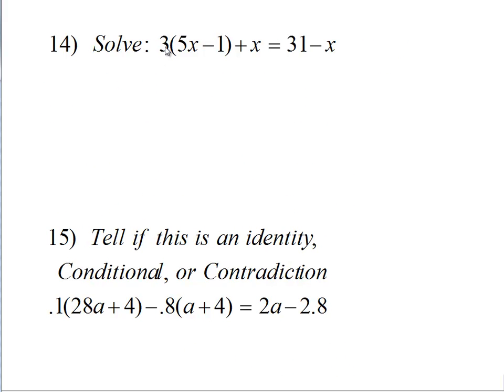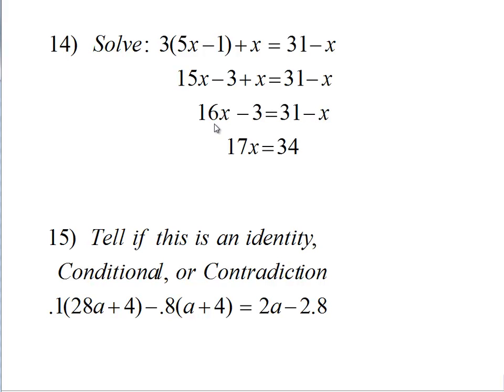14, solve this one. Distribute. 3 times 5 is 15. 3 times 1 is minus 3. You have your x. Okay, combine 15 and x is 16x minus 3. Put your x's together. Add 1x because you have a minus over here. I'm going to plus it over here. 17x. Have a minus 3 to move it. I do the opposite. Plus 3 is 34. Divide by 17, because you have multiplication, and you get 2. 17 goes into 34 twice.